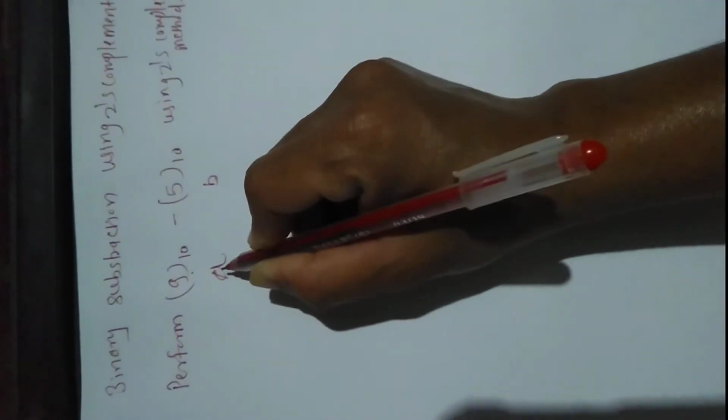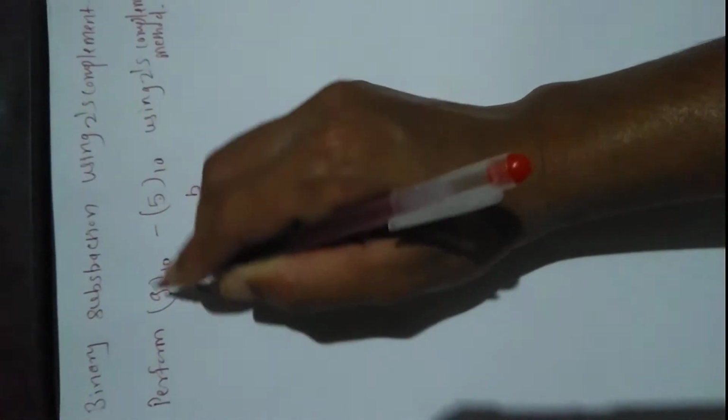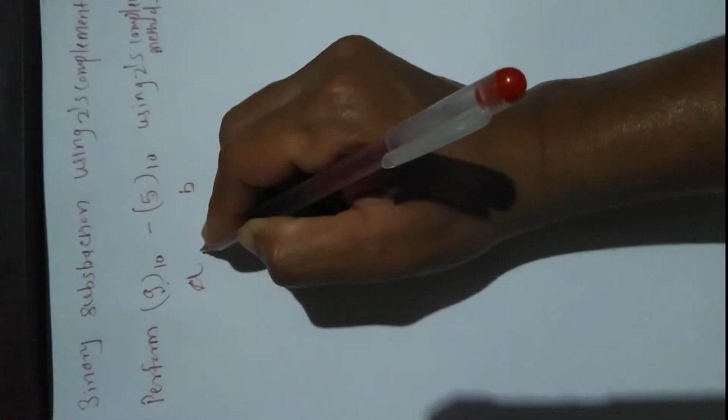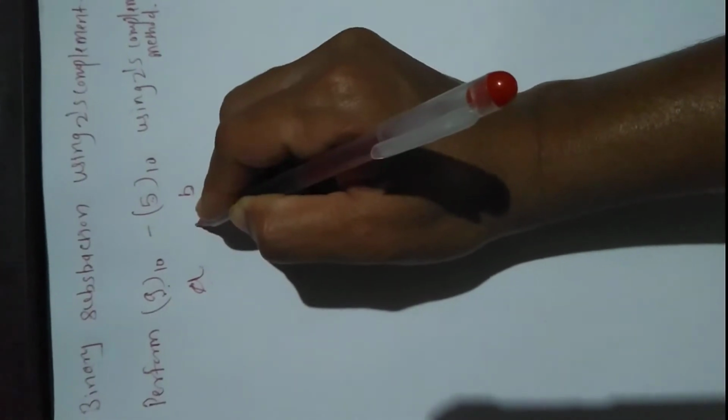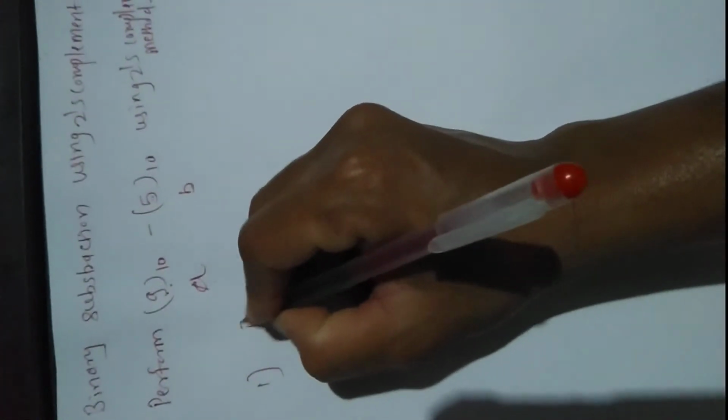In this 2's complement method, there are four cases we study. This is the A number, and this is B. In the first case, A and B are both positive, with A greater than B. First possibility: both positive and A is greater than B.